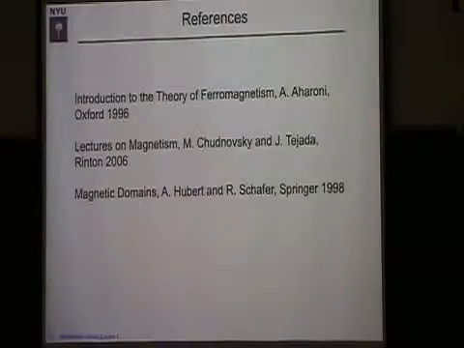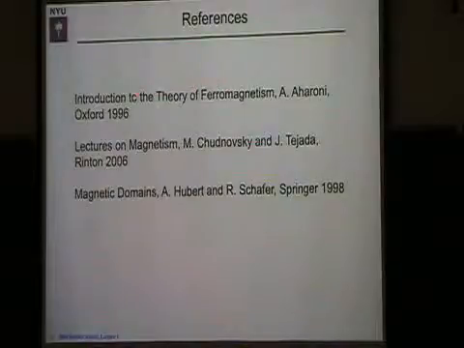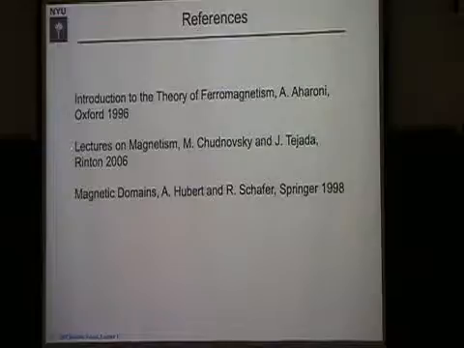And these are some of the texts that have the kinds of material I've told you about. There's a nice introduction to classical magnetism by Aharoni, which talks about micromagnetism and the LLG equation. There's a new book by Chudnovsky and Tejada, which is more quantum in its approach, starting with spin Hamiltonians. It's a very short book, so it has highlights in it. There's also a set of solved problems in that book. There's a second volume which has problems in magnetism.